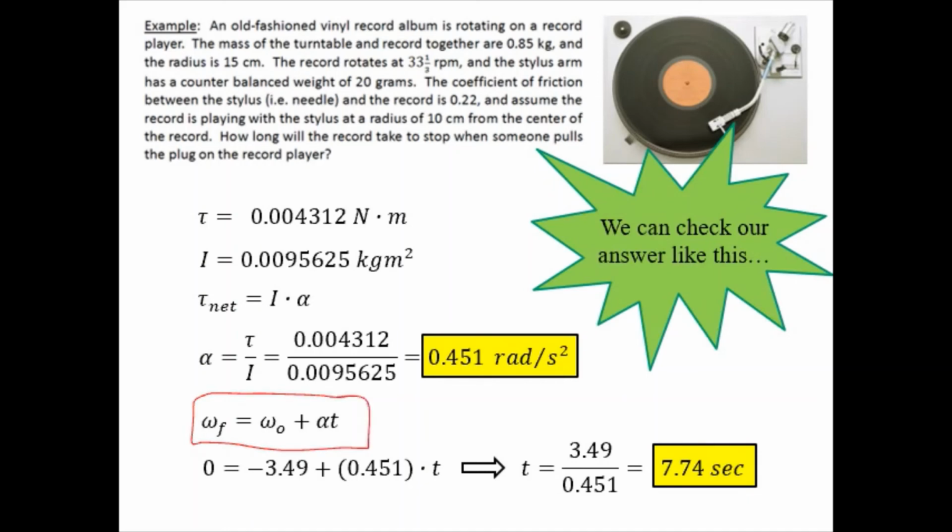We know omega final equals omega original plus alpha t. We know omega final is 0, omega original was minus 3.49 radians per second, and we found that our angular acceleration is positive 0.451. That allows us to set up an equation that has only the unknown t. We solve that for t, and ta-da, we get the same answer of about 7.74 seconds. So that's a nice way to check our answer.